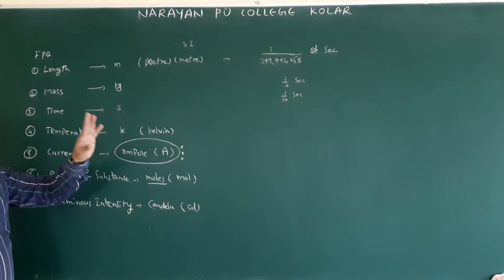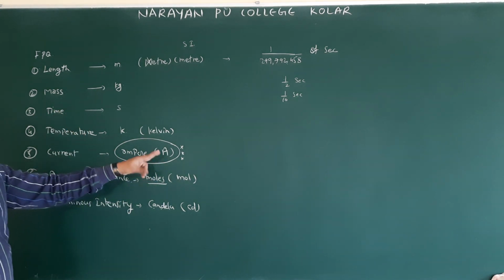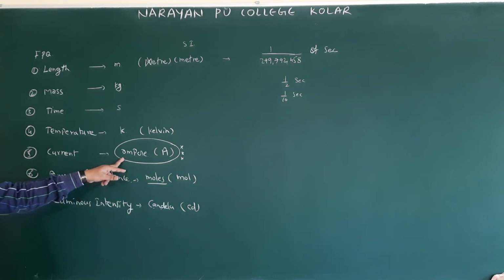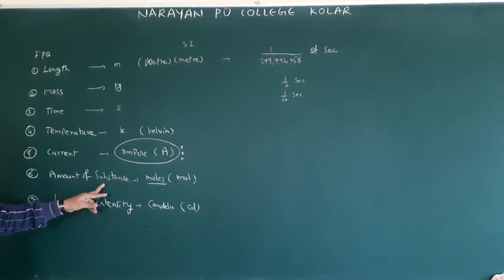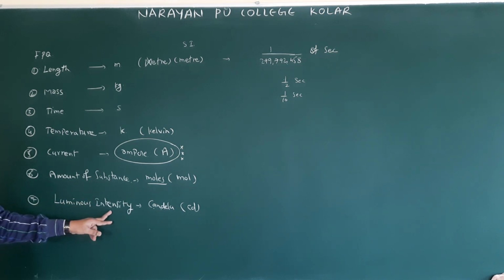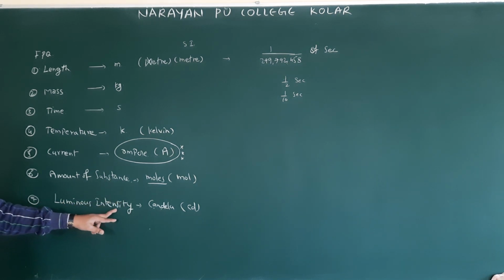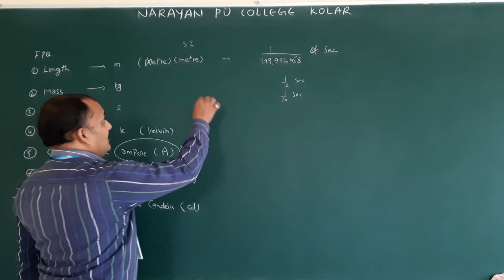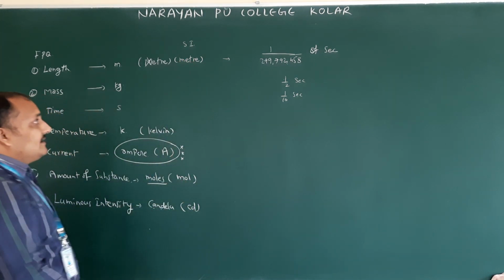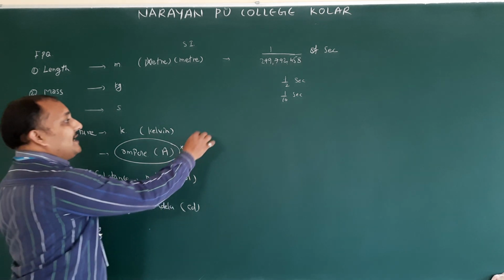In second year, some units we will represent with capital letters. This is a second year concept, the current concept. You will be getting that. This amount of substance you will be getting in the first period. This luminous intensity you will get in the second period, but you can't see this one in the second period, but optics we will discuss. So now these 7 units are called fundamental units.